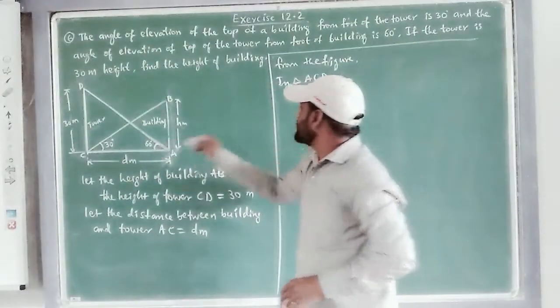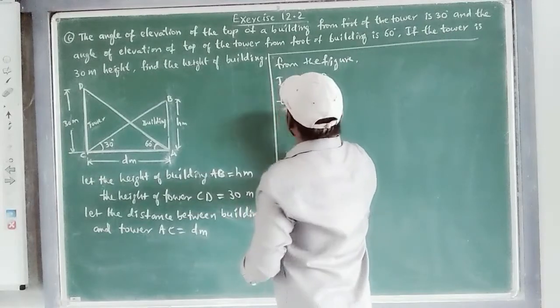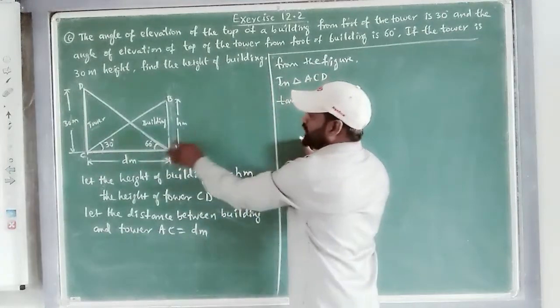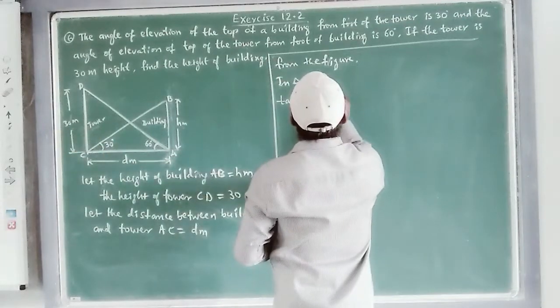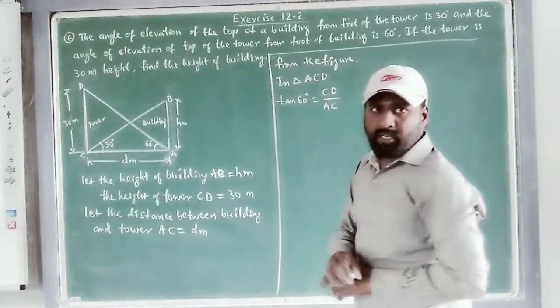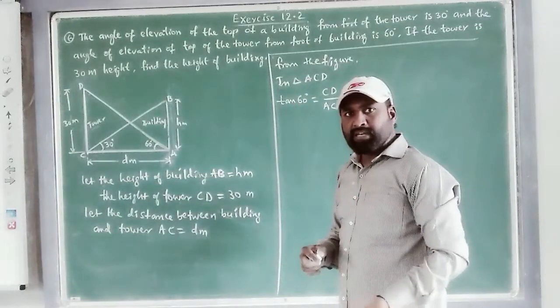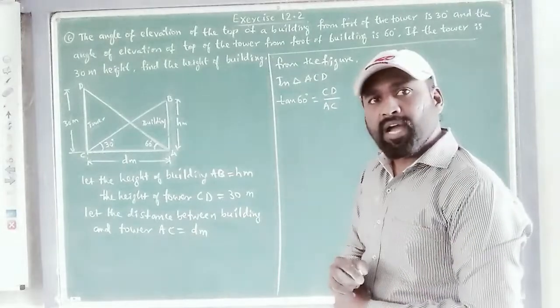So tan 60 degrees is equal to, with respect to this angle, opposite side CD by adjacent side AC. So tan 60, you all know the trigonometric ratio values. Tan 60 is root 3.